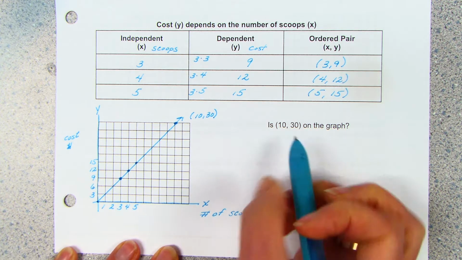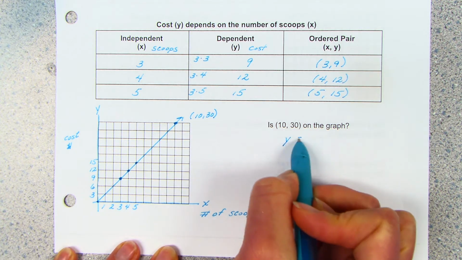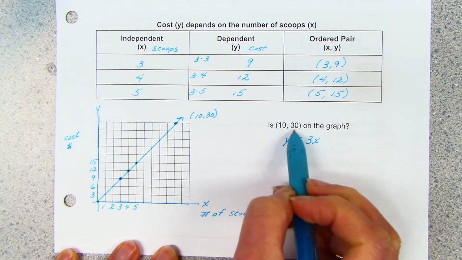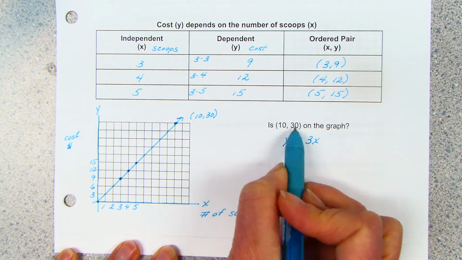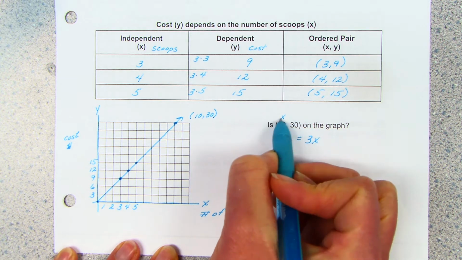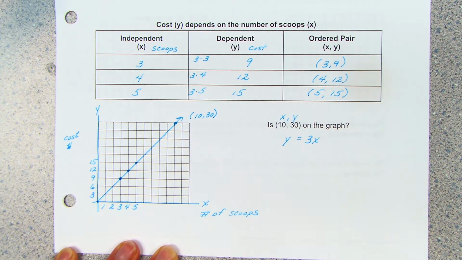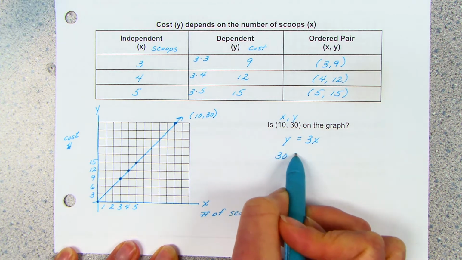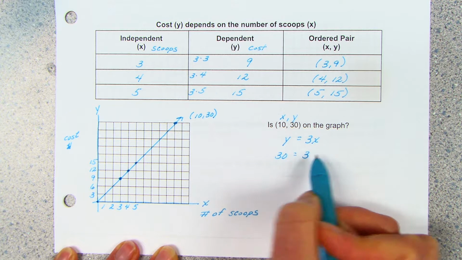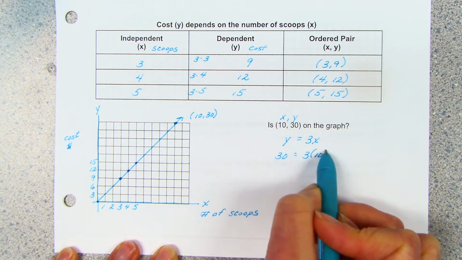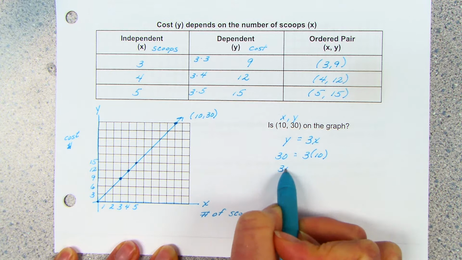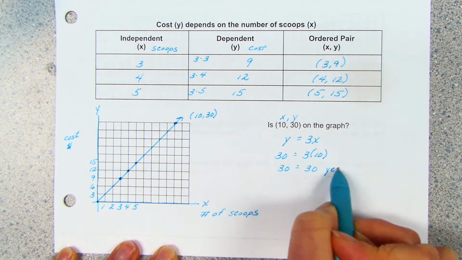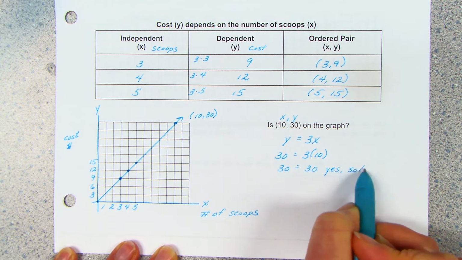You can also check by taking your equation, y equals 3x, and you substitute 10 and 30 in. Y is this value. They're in alphabetical order, so the first one is x and the second one is y. So put 30 in for y and 10 in for x. And then I have 30 is equal to 30. So yes, that's a solution.